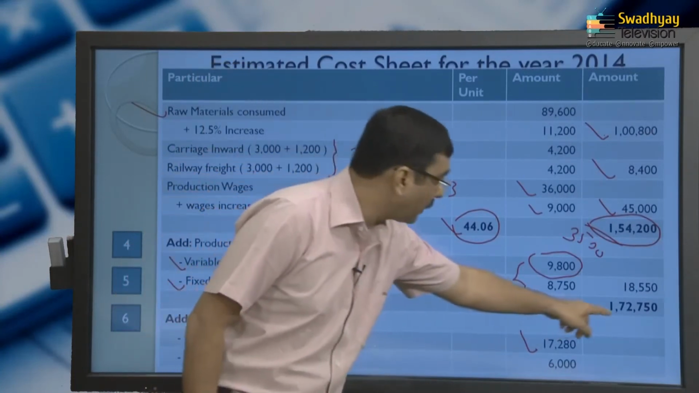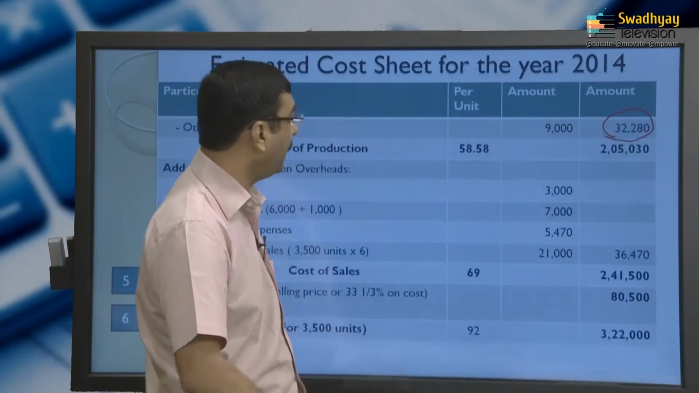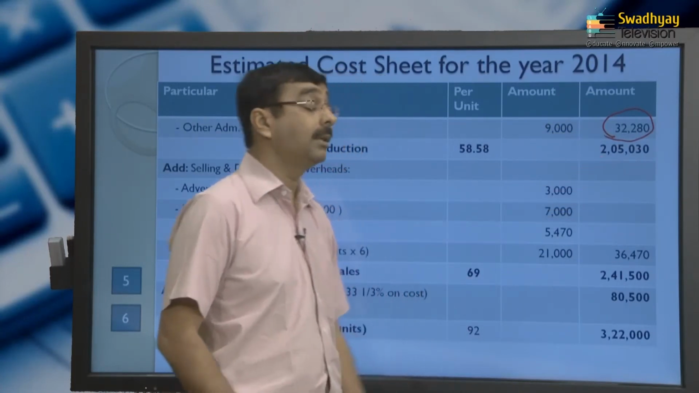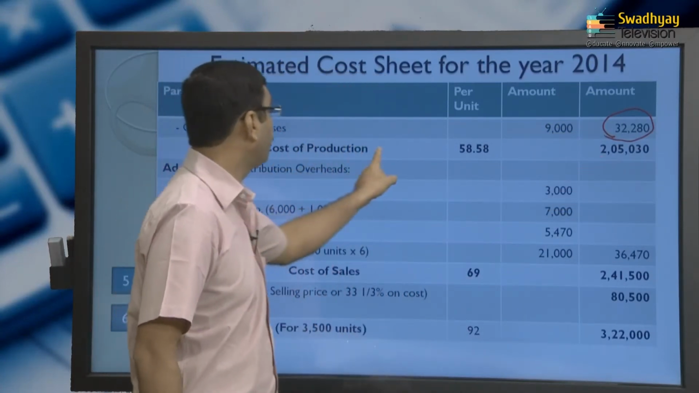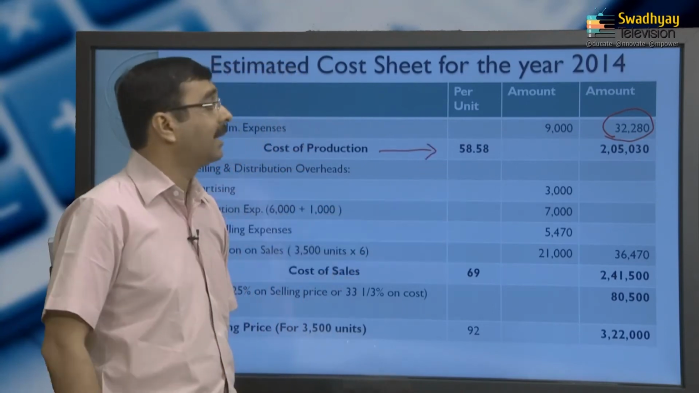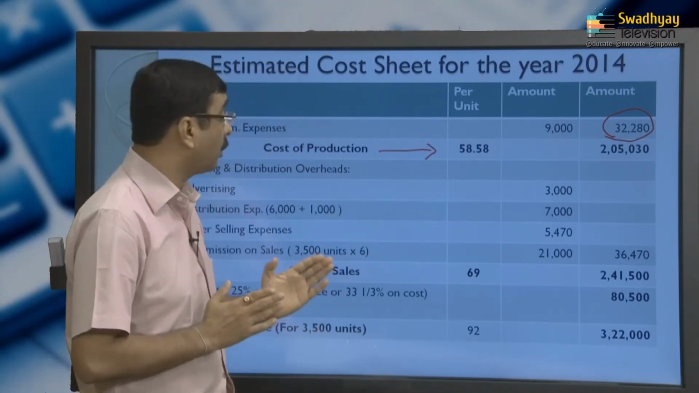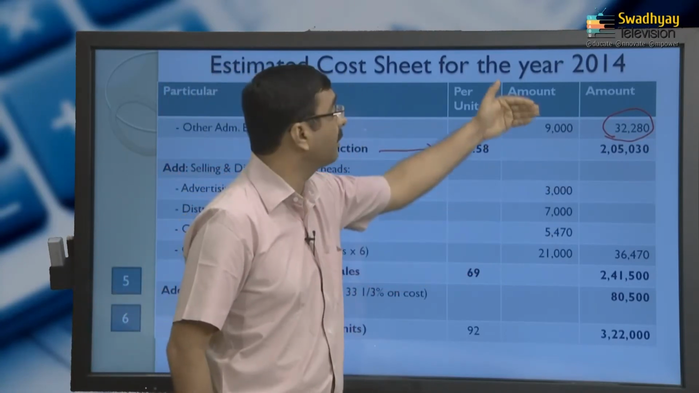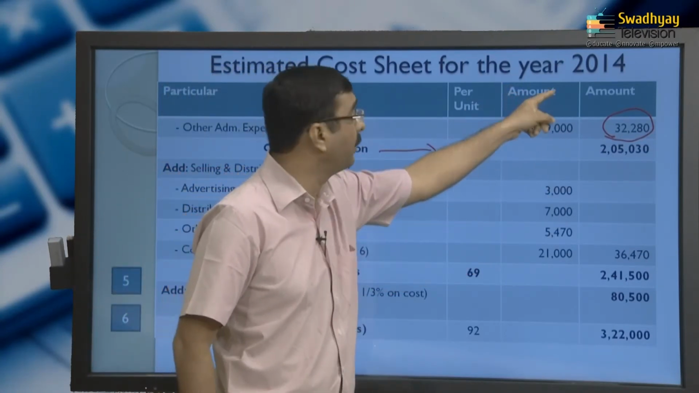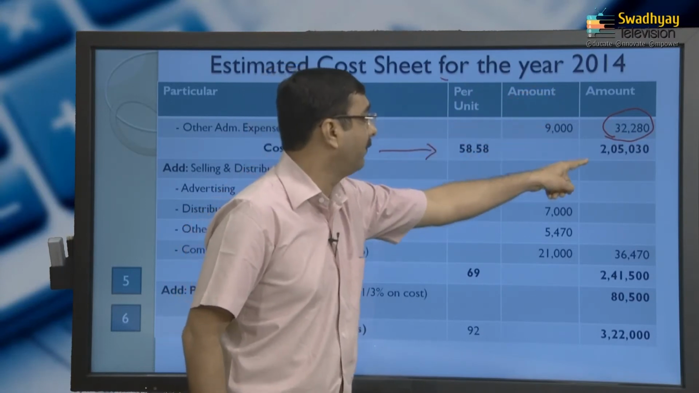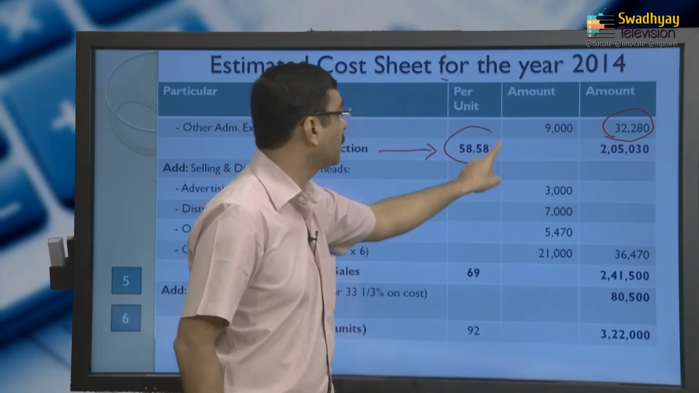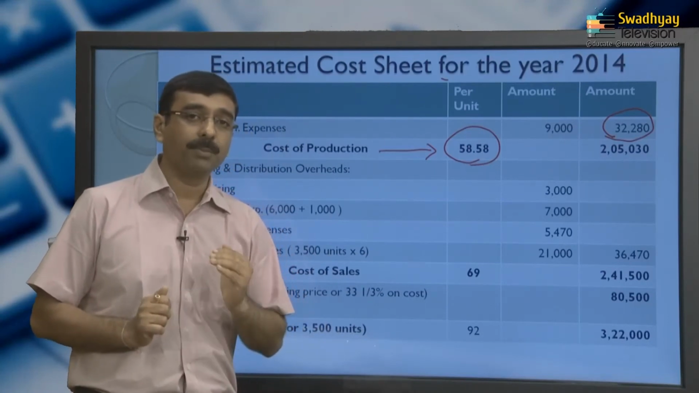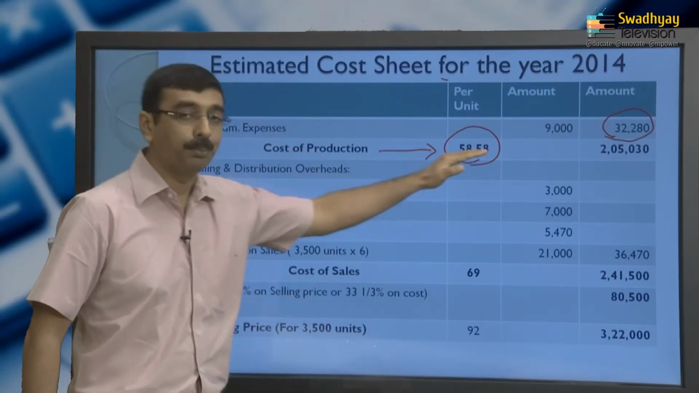The factory cost is 1,72,750, add this 32,280 to that, and the total amount is the next answer, that is the cost of production, 2,05,030 rupees. So this is your cost of production. Again, it is divided by 3,500 units, because we are manufacturing 3,500 units in 2014, and divided by this, your per unit cost comes to 58.58. So this is your cost per unit and this is your cost of production.